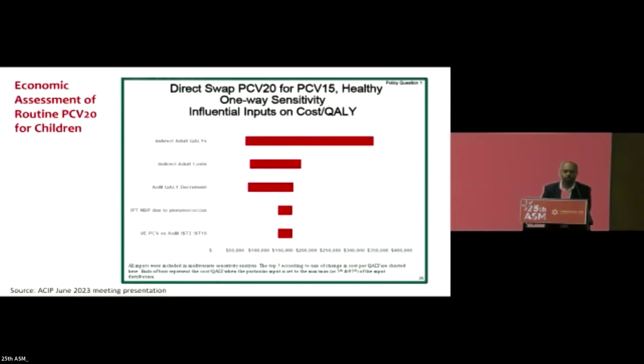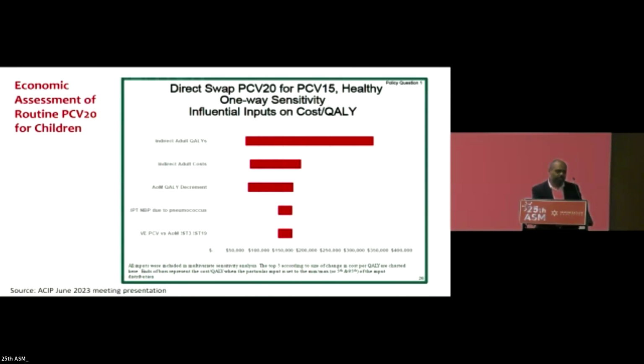So very quickly I want to show this slide from the US ACIP, where they presented work looking at cost effectiveness of PCV20 versus PCV15. The main thing I want to highlight here is that they looked at the various influential inputs to their cost per QALY assessments. The most influential input was a reduction in disease in adults, which is mediated by a reduction in carriage.